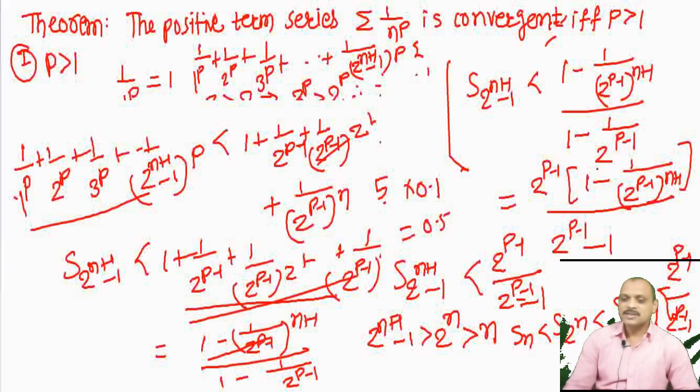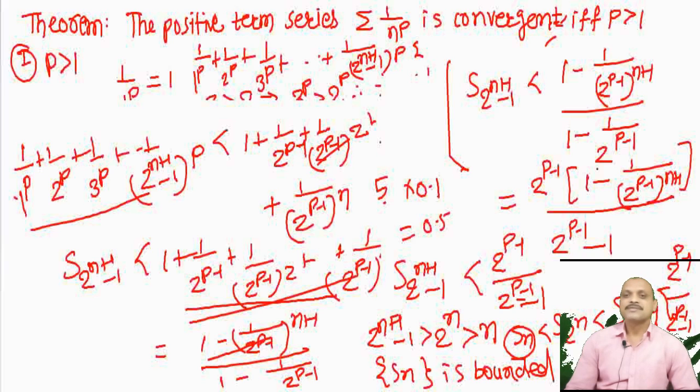That means this sequence Sn is bounded. This gives us a bounded sequence, and the sequence is monotonic increasing since the series is a positive term series. As the series is a positive term series, its sequence is monotonic increasing, and a monotonic increasing sequence that is bounded above is convergent. Here Sn is a monotonic increasing sequence which is bounded above, so Sn is convergent. And since the sequence is convergent, the series is also convergent.